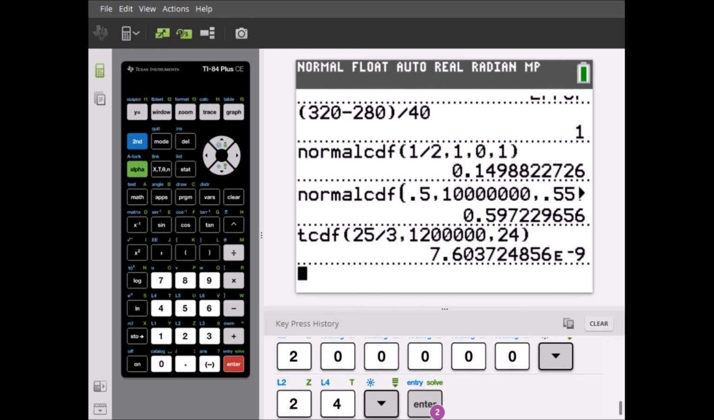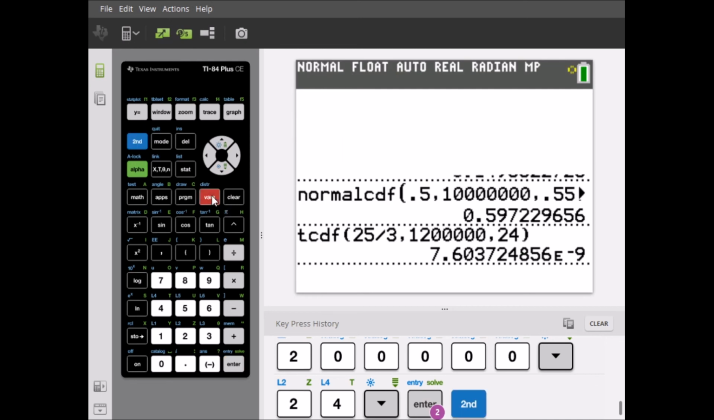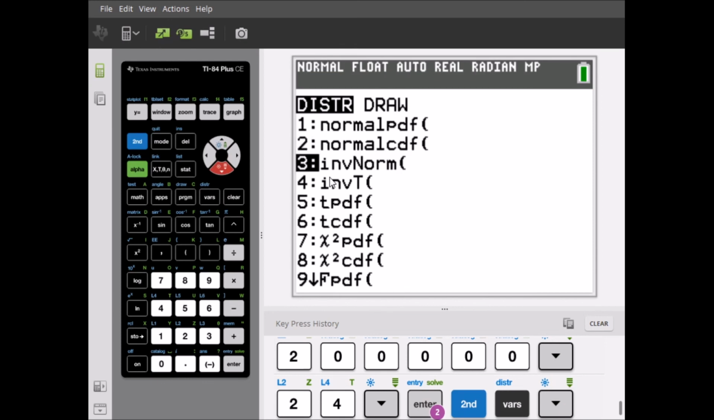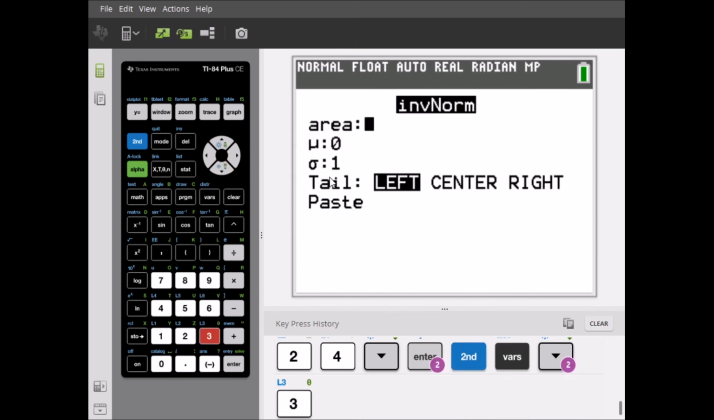So again, I'm going to press second on the 84 itself. Second, and distributions. And that's going to bring us to this menu. Now from here, we want to go back down, obviously, to INVNORM, which is number 3. Yeah, so this is what's cool. You can actually program where you want the data to be.